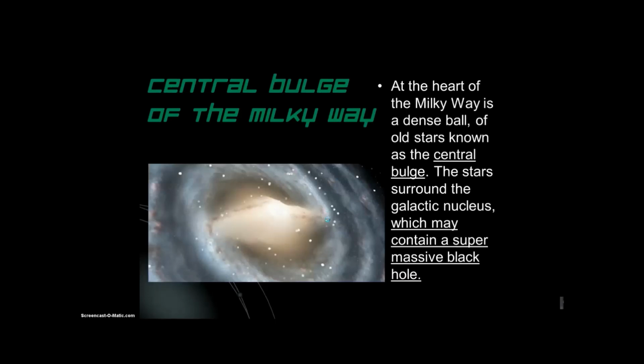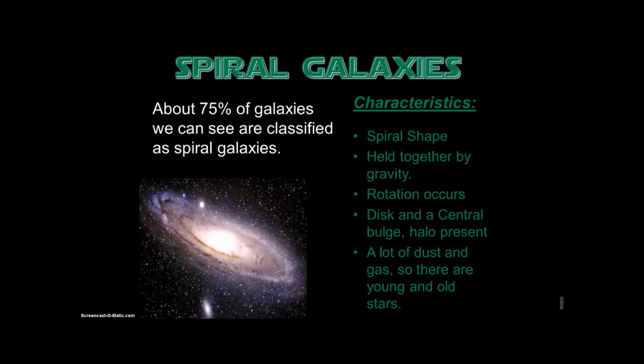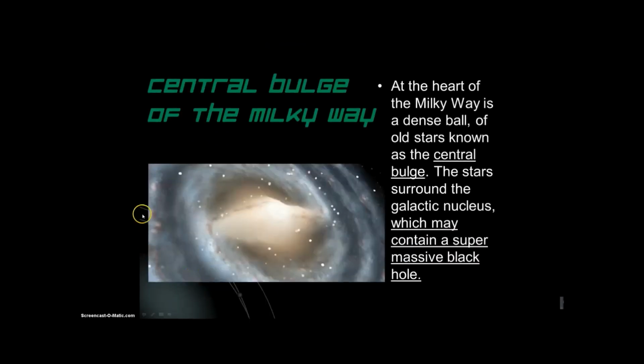Again, you're looking at our Milky Way. You don't have to write this down. You do have to write these characteristics down, so you may want to pause and write them. This is our Milky Way, and you'll notice the central bulge. They believe at the center of that, again, is the black hole that caused all of this dust and stars to orbit around it. Again, this says what I just said, that the stars surround the galactic nucleus that's at the center here, which some scientists think may contain a supermassive black hole.